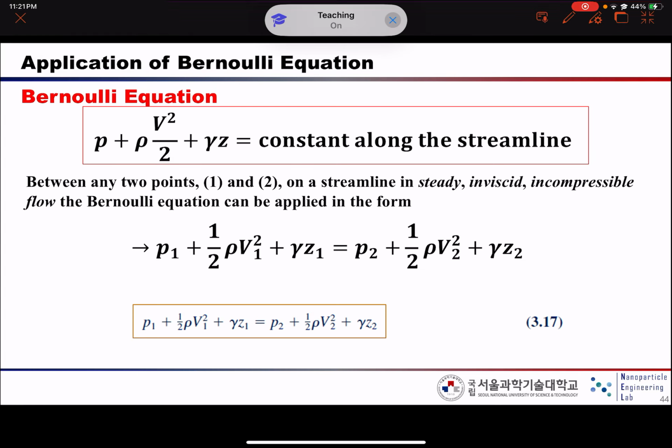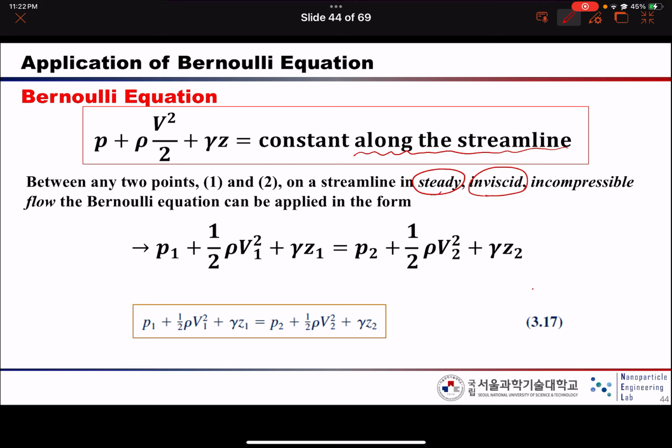Okay, let's continue our discussion on the Bernoulli equation. So, application of the Bernoulli equation: P plus rho V squared divided by 2 plus gamma Z equals constant along the streamline. For this equation, you should make sure of these three different assumptions.